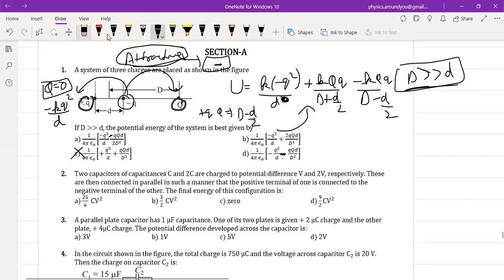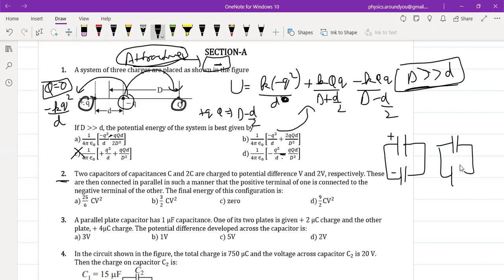Question number 2. For question number 2, there is a direct formula. Whenever such capacitors are given, I have elucidated that in the other video too. There are two possibilities. I connect plus to minus, or I connect plus to plus. Right? So in these two cases, I will first find a common potential. Common potential for this case is C1V1 minus C2V2 by C1 plus C2.